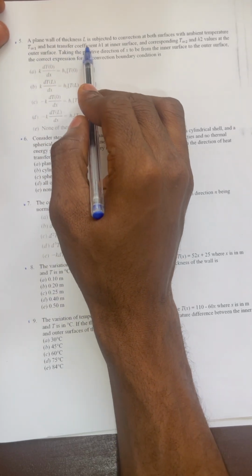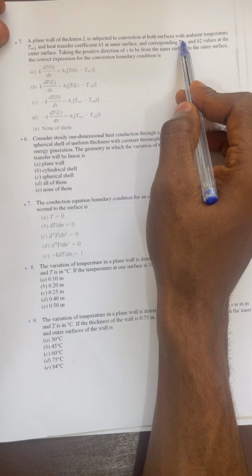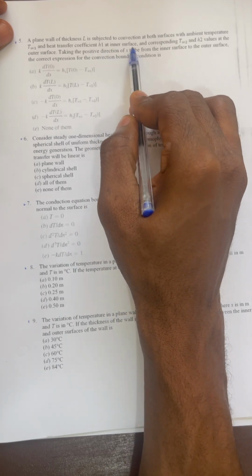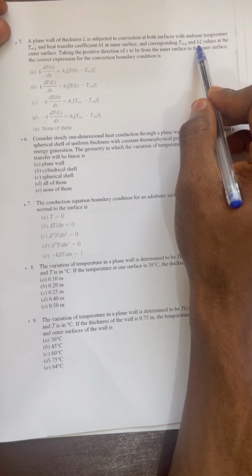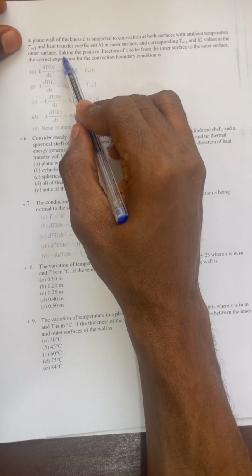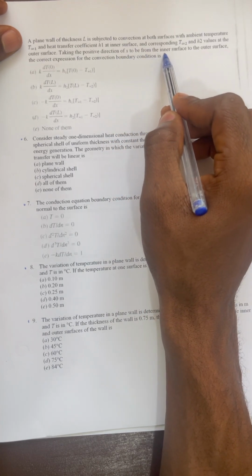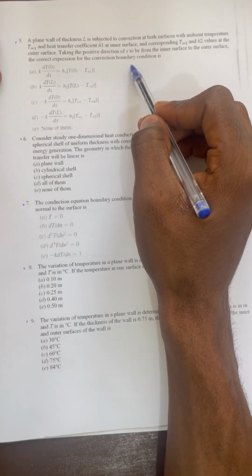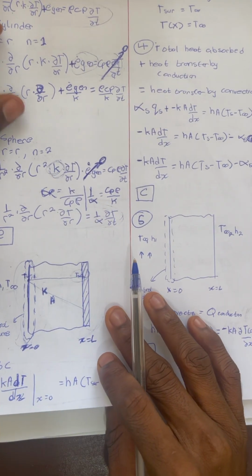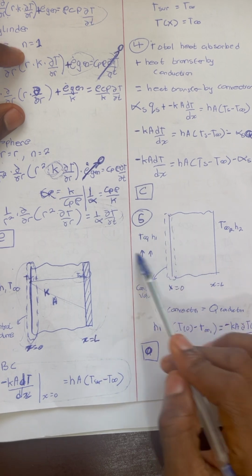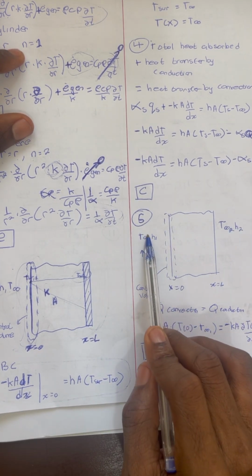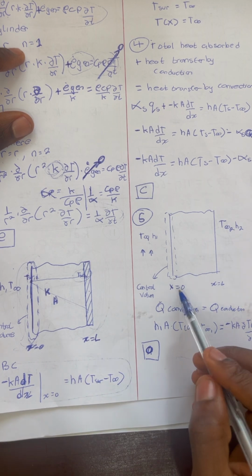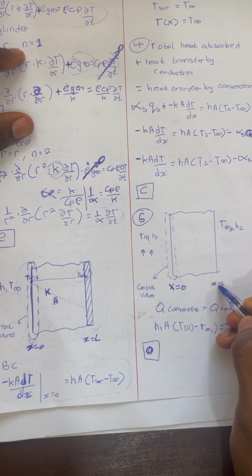A plane wall of thickness L is subjected to convection at both surfaces with ambient temperature T infinity 1 and heat transfer coefficient H1 at the inner surface and corresponding T infinity 2 and H2 values at the outer surface. Taking the positive direction of x to be from the inner surface to the outer surface, the correct expression for the convection boundary is. So this one too, with the aid of a diagram, that's what you write. So air is over here and air is over here. T infinity 1 is the temperature of the air, H1 is the coefficient, and the temperature of the air over here and the coefficient, and this distance is at distance 0 and this distance is at distance L.